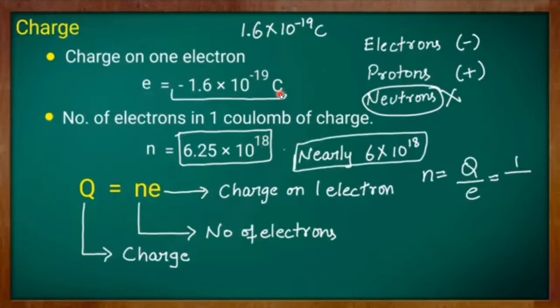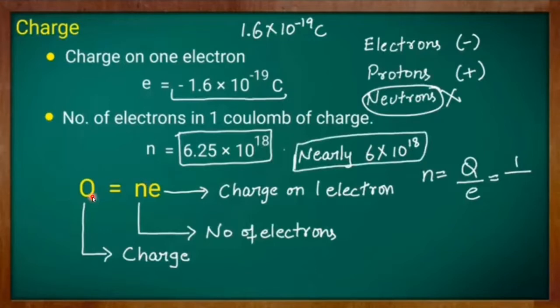Then what will be the charge on one proton, children? Since a proton is positively charged, instead of the negative charge, the proton charge will be plus 1.6 into 10 to the power of minus 19 coulomb. Then how do we calculate the number of electrons in 1 coulomb of charge? In your textbook, it is given that the number of electrons in 1 coulomb of charge is nearly equal to 6 into 10 to the power of 18. How can we calculate that value, children?